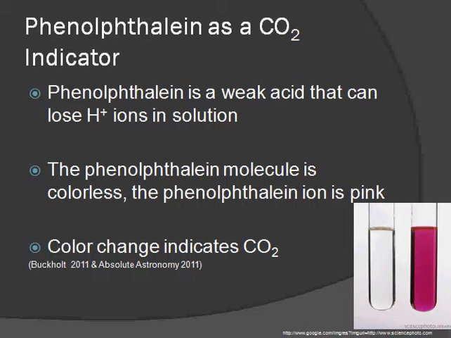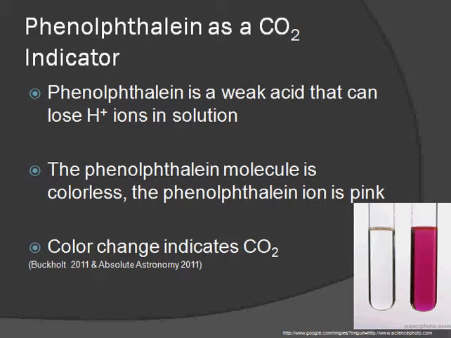Phenolphthalein is another indicator of the level of carbon dioxide. Under acidic conditions, phenolphthalein changes from a pink color to clear. When carbon dioxide is bubbled through a solution of phenolphthalein in water, carbonic acid is produced and is responsible for the color change that is observed.